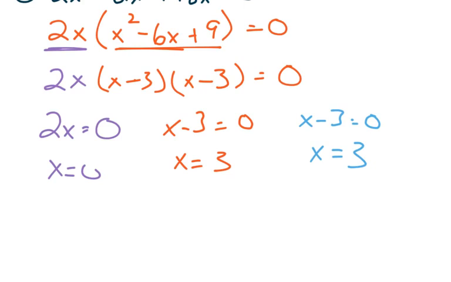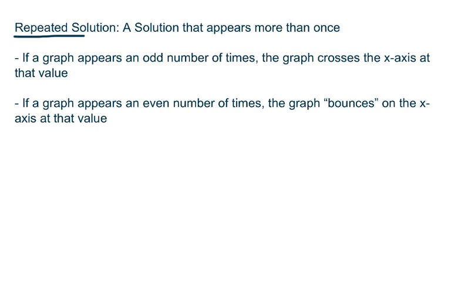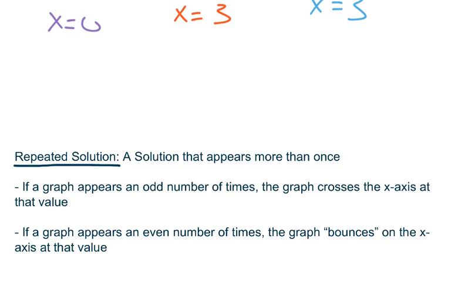Which brings me to the lone vocabulary term in the section, and that is repeated solution. A repeated solution is simply a solution that appears more than once. Obviously, we have an example of that. 3 is a repeated solution. It appears more than once.